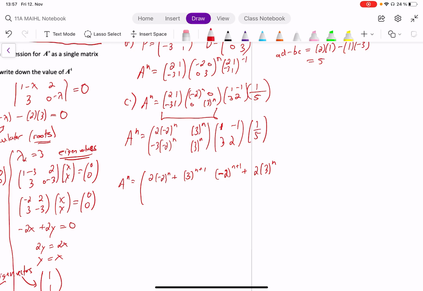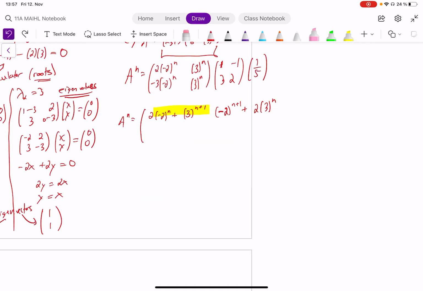All right, so we finished our first row. We've done the first 2 entries. Row 1 times column 1 gave us that one, and then row 1 times column 2 gave us that one. All right, so we finished those first 2. And now let's take a look at the next one.